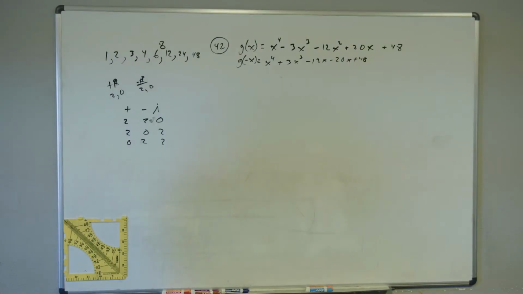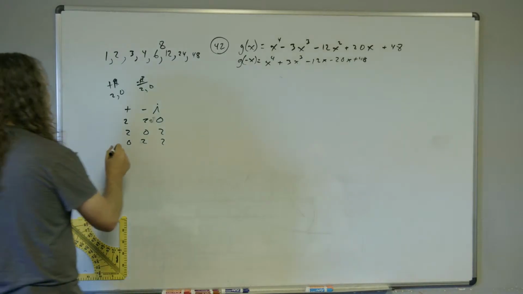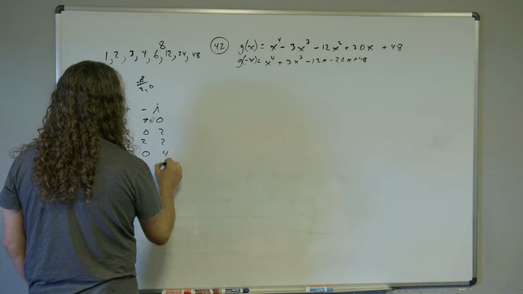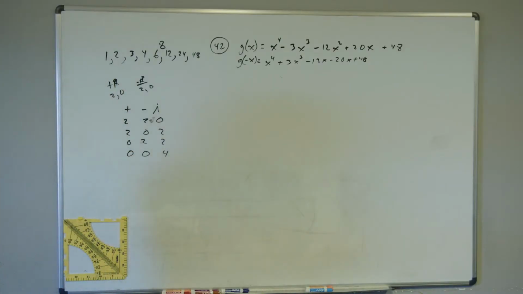We could do 0, 0, and 4. Or 0, yeah, you're right. They could all be imaginary. That's true. Okay, so those are the possibilities.